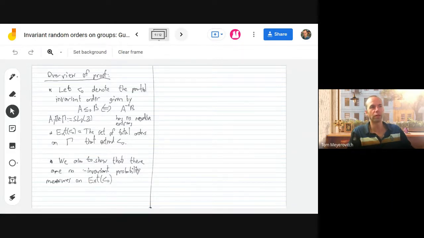That's the restatement of the theorem that we want to prove. Clear. This is equivalent to saying that there is no invariant random order extending this partial order.